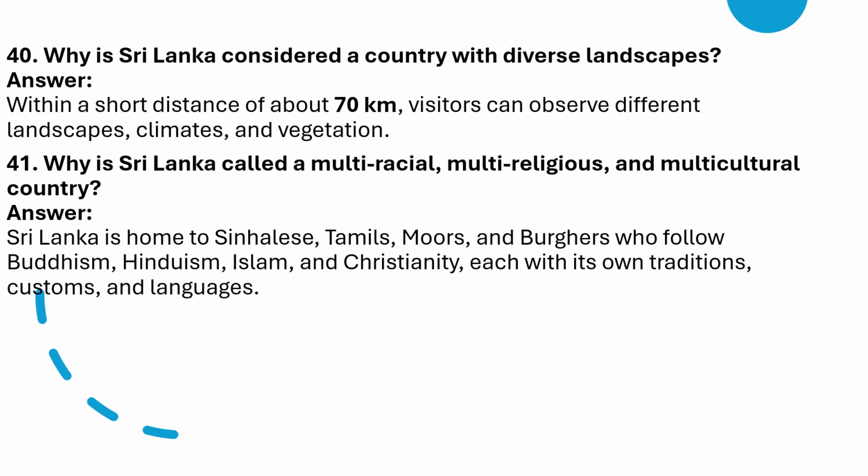Why is Sri Lanka called a multi-racial, multi-religious, and multicultural country? Answer. Sri Lanka is home to Sinhalese, Tamils, Moors, and Burghers who follow Buddhism, Hinduism, Islam, and Christianity, each with its own traditions, customs, and languages.